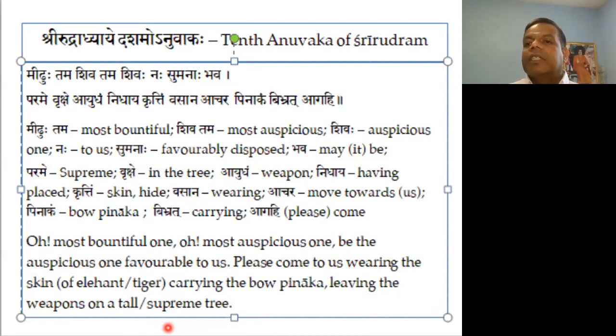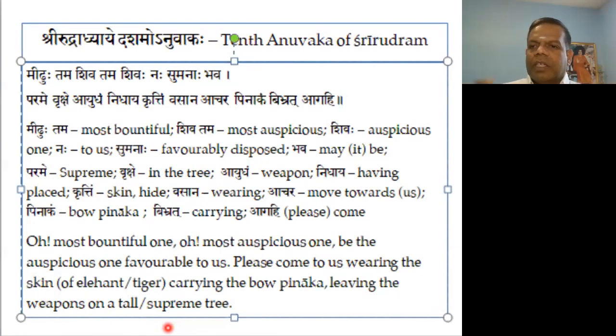Wearing the animal skin. That means our animality should only be at the skin level. We already looked at Gaja Charma, one who wears the elephant skin. So we are asking the Lord to wear it as a garment. That means we ourselves should only wear it like that, because the Lord is also within us. So we are asking, let our skin only be animal.